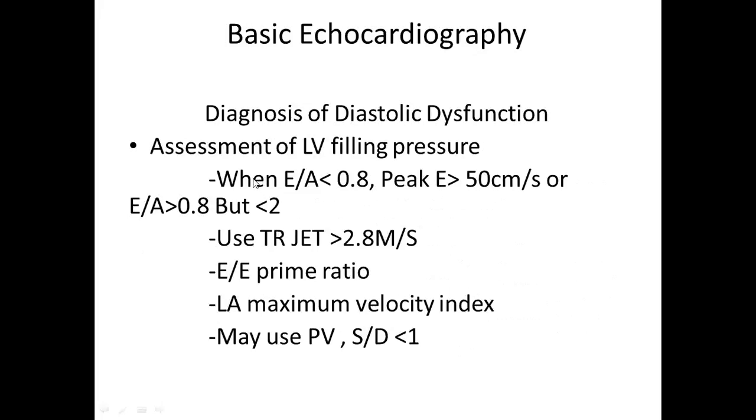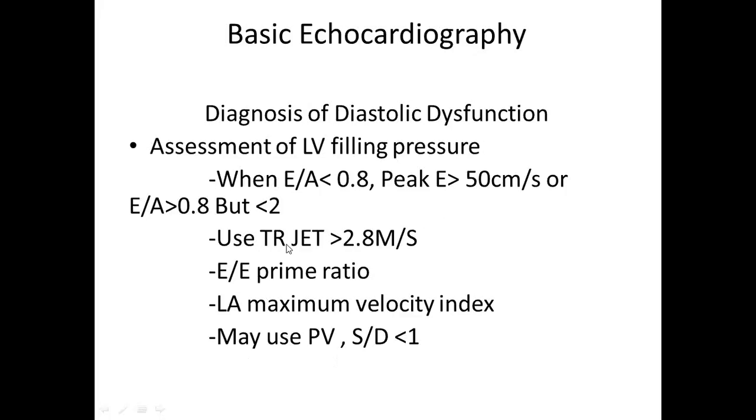Another scenario, when you have a small E and a big A, but now your E, this is a mitral E, is greater than 50 centimeters per second. Or if you have a pseudo-normal pattern, right? If you have a pseudo-normal pattern, you have to use the stuff that I told you about, okay?